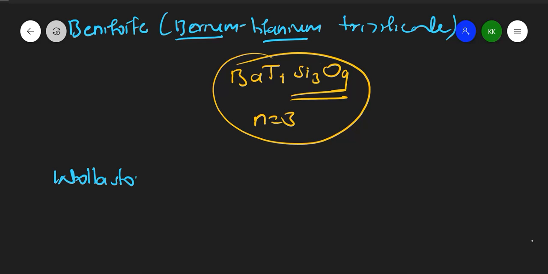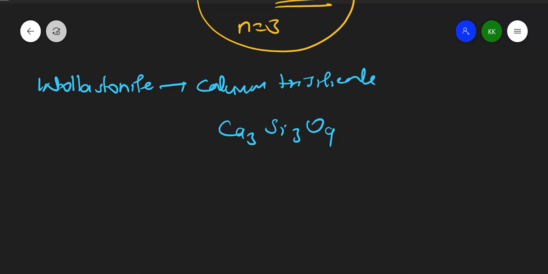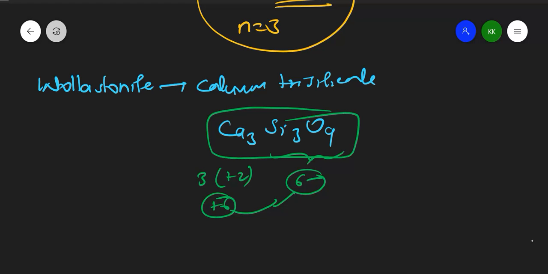Second example, wollastonite. That is nothing but calcium trisilicate. See here, the metal is calcium, so Ca3 is there and the silicate is Si3O9. Because we know 3 calcium, each plus 2, means total plus 6, and this charge is 6 minus, so plus 6 and minus 6, it will become neutral and form this structure. Calcium trisilicate, we call it wollastonite, right?